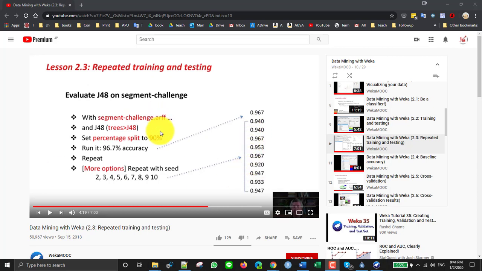The idea is that if we randomly select a sample and do training and testing, we'll get an accuracy. But if we use a different sample, we may get another accuracy. So maybe the best idea is to repeat it several different times, take the average of all those accuracies, and report that as the best estimate of the accuracy of the model.